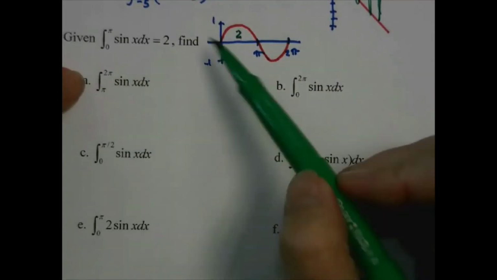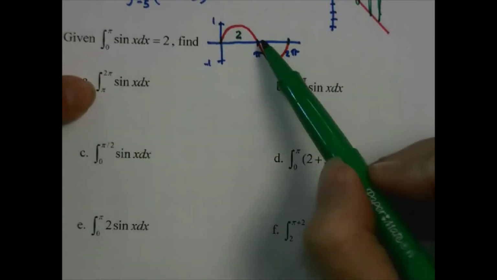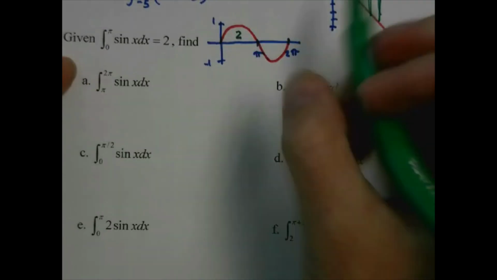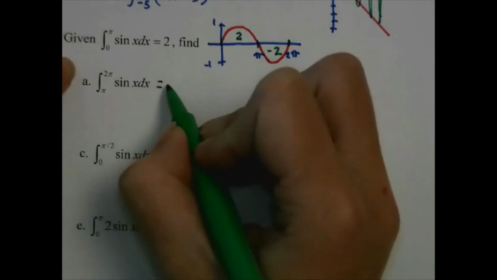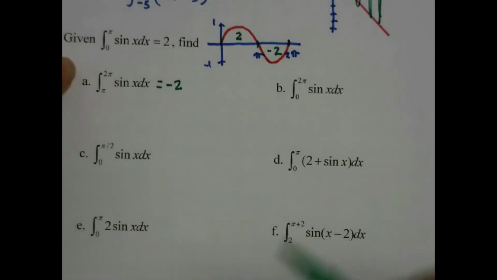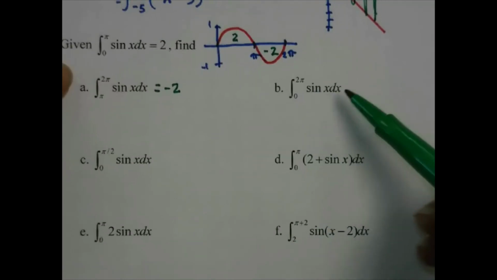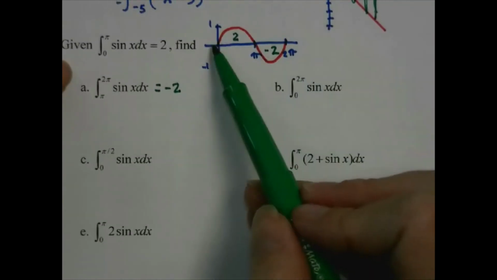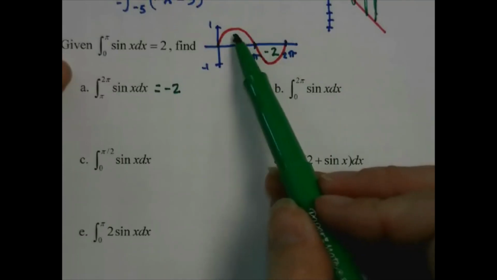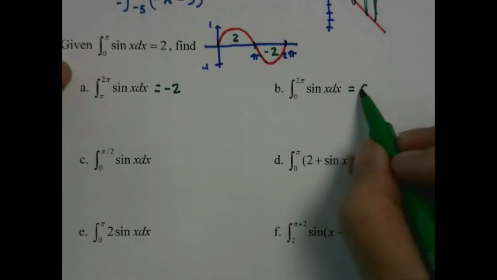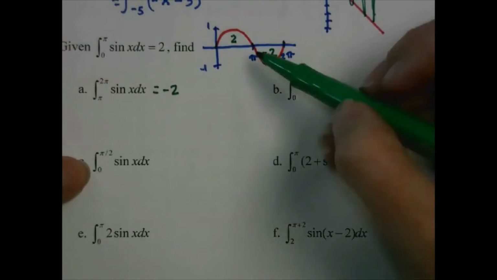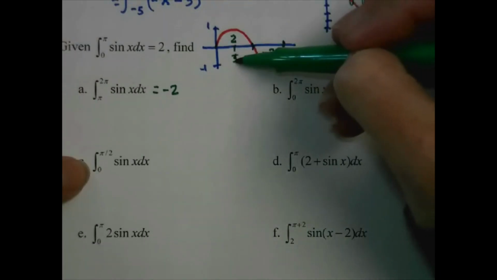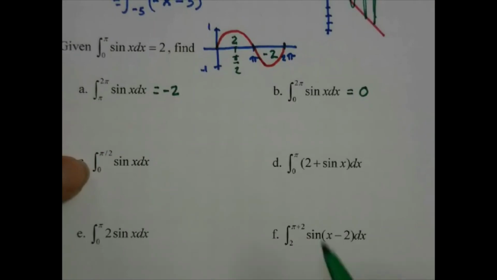So if the integral from 0 to pi is 2, we want from pi to 2 pi. Well, this is going to be the same area, but negative. So this is going to be negative 2. For b, the integral from 0 to 2 pi, so from here to here, is going to be 2 minus 2, which is going to be 0. From 0 to pi over 2, well, there's pi over 2. So it's just going to be half of that, which is going to be 1.